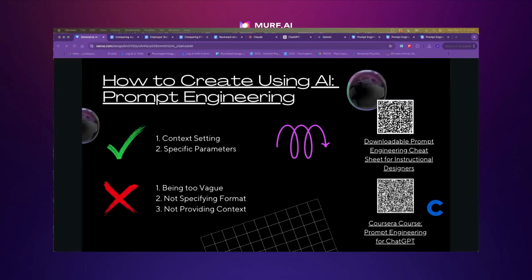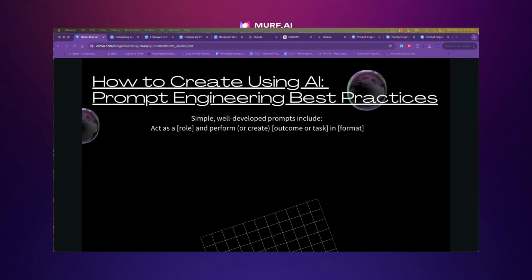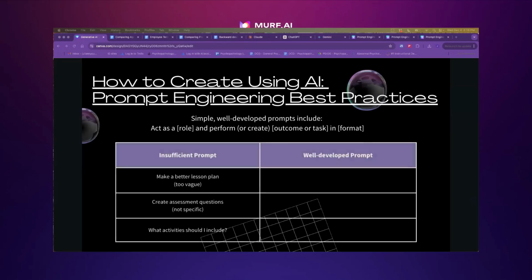All right, so we are going to practice and we're going to look at how to create prompt engineering with generative AI. So a simple, well-developed prompt includes an actor, what they need to do that performs something, and then the outcome or task that you want the information to come back as.